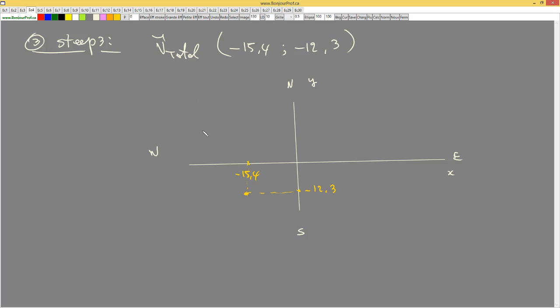Excuse me? Yeah, you have to find this point here, the point with the coordinates minus 15.4 and minus 12.3. And now our vector is here. It is from the center to the point that we put. This is the vector that we are looking for.